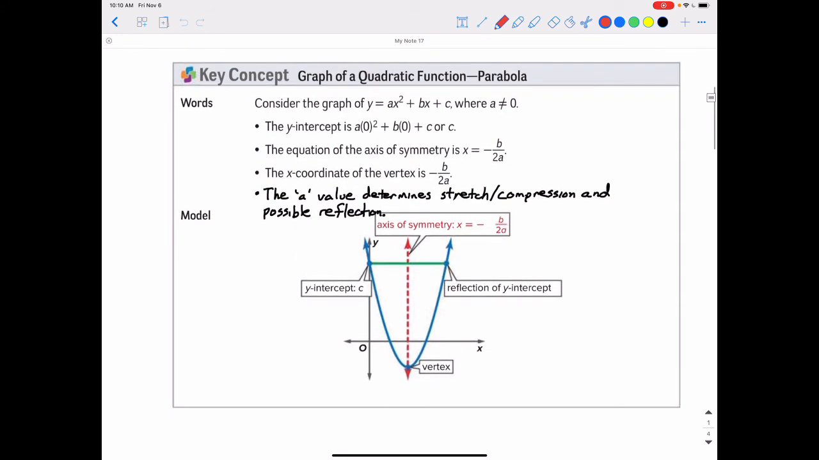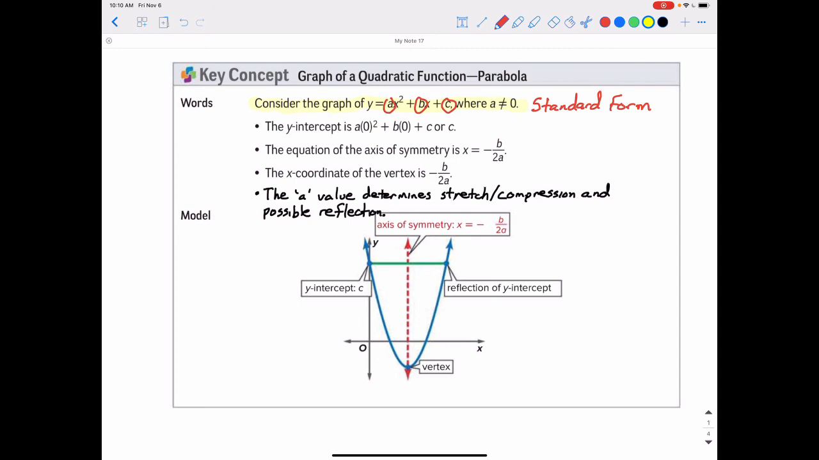So some key concepts here regarding graphing. Consider the graph of y equals ax squared plus bx plus c, where a does not equal 0. This was referred to as standard form of a parabola or standard form of a quadratic equation. There are going to be numbers in the a, b, and c positions.